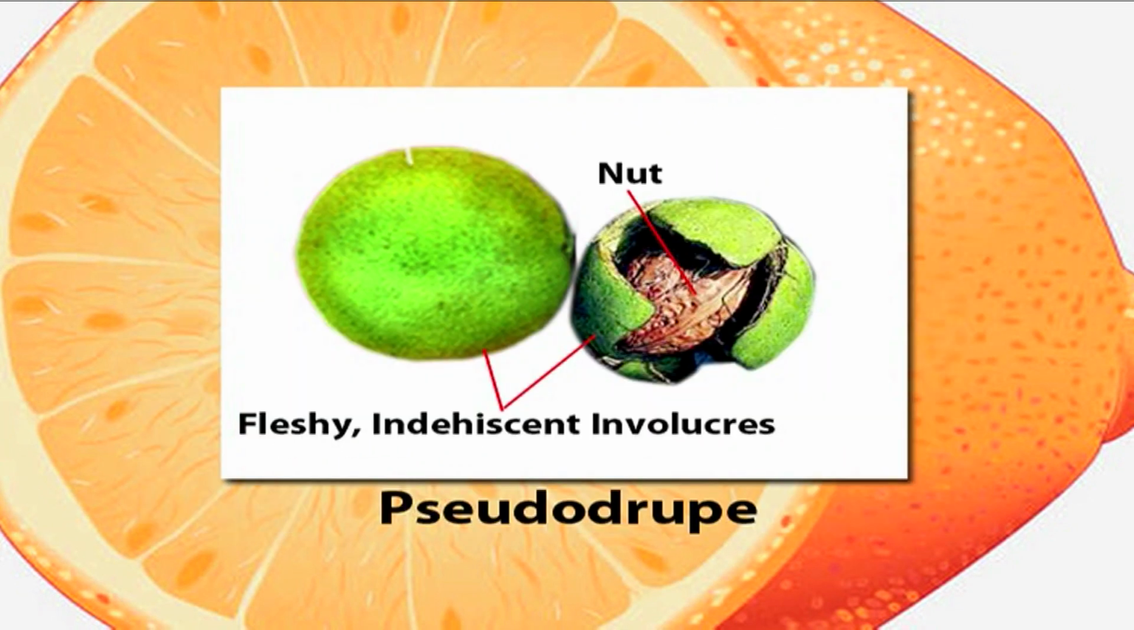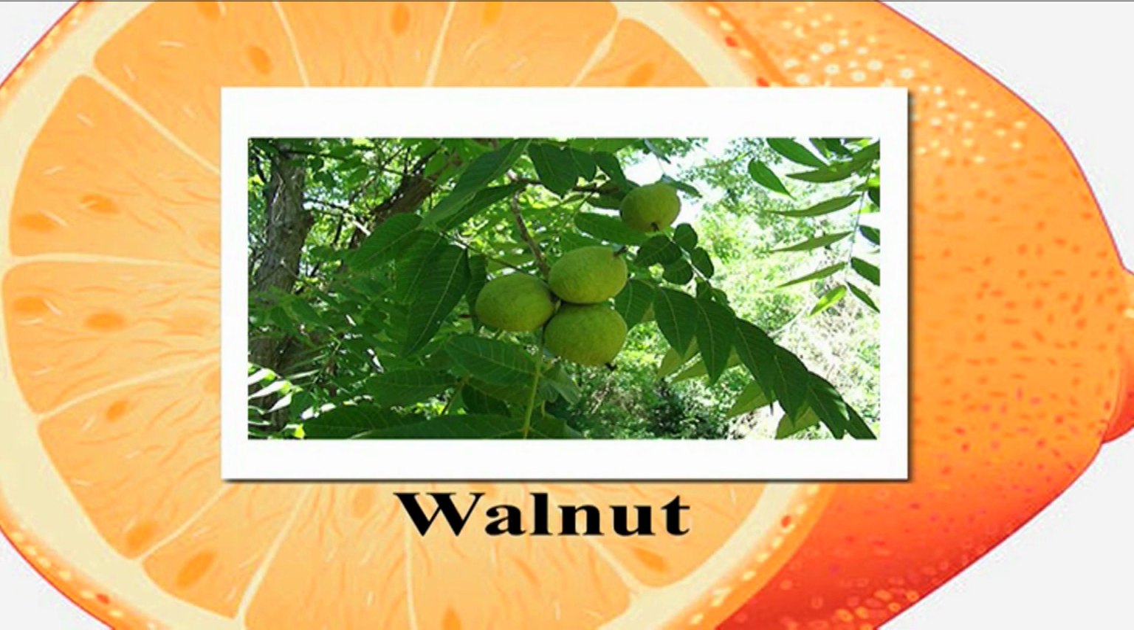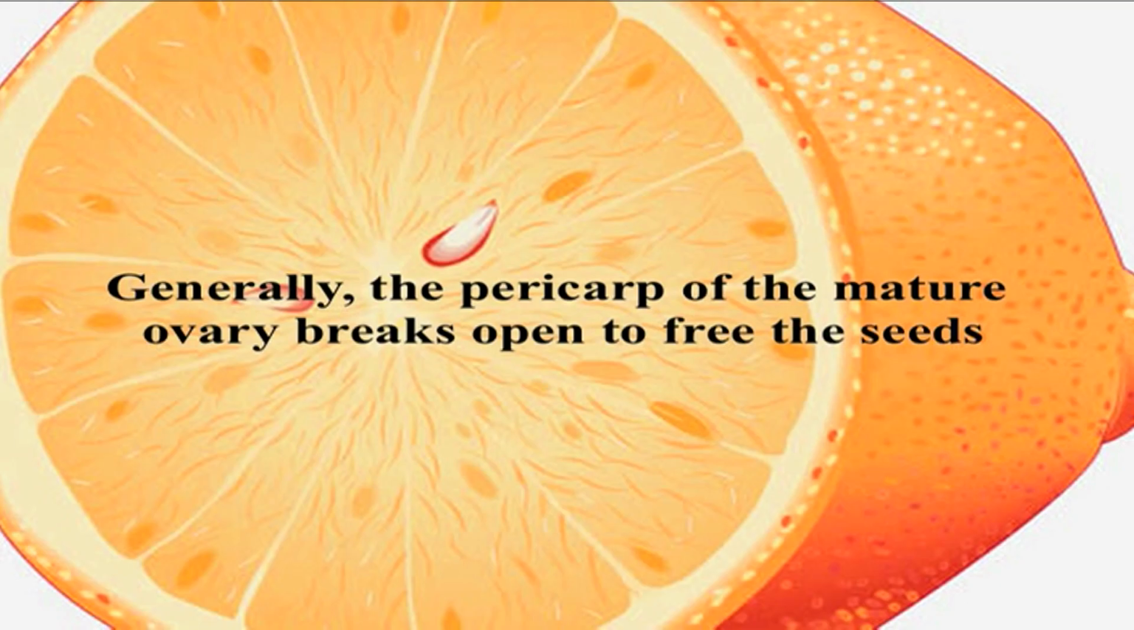It's a nut surrounded by a fleshy indehiscent involucre. Thus, this fruit has accessory tissue serving as the fleshy component. Example, walnut. Dehiscent fruits. These are those simple fruits which are generally dry and dehiscent at maturity and open by means of a valve. Generally, the pericarp of the mature ovary breaks open to free the seeds. Some of them open with force to eject their seeds.